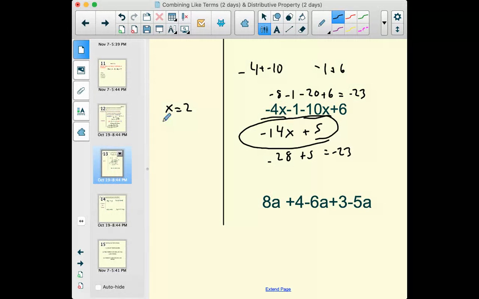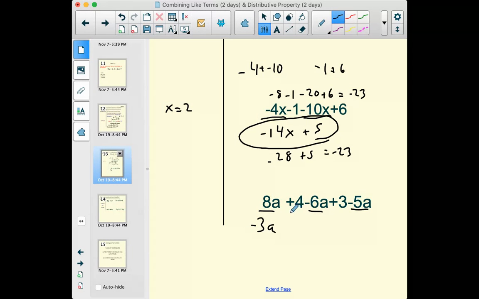All right, so I see I have more than one a term, so I can combine those. I have 8a, negative 6a, and negative 5a. So I want to do 8 plus negative 6 plus negative 5. So 8 plus negative 6 is 2. 2 plus negative 5 is negative 3. So I add all those coefficients, I get negative 3a. Right? You might be able to tell there's a reason we spend a lot of time on the positive negative rules at the start of the year. They're going to come up.